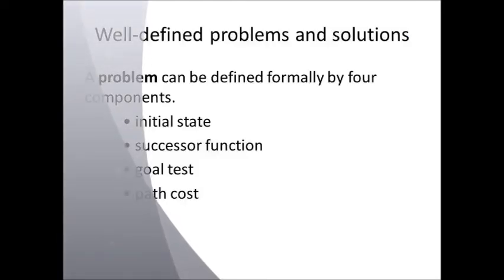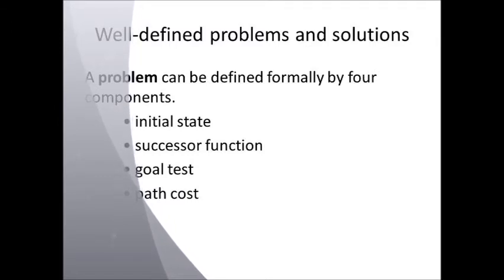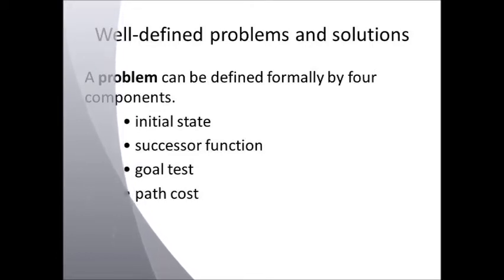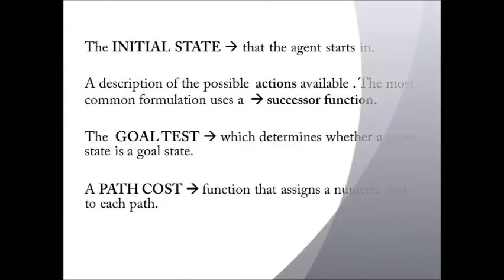Well-defined problems and solutions. A problem can be defined formally by four components: the initial state, the successor function, the goal test, and the path cost. The initial state is the state that the agent starts in. The successor function is a description of the possible actions available to the agent. The most common formulation uses a successor function.